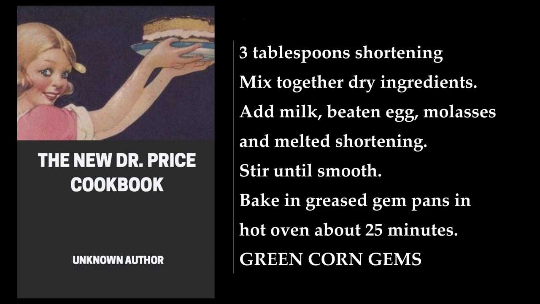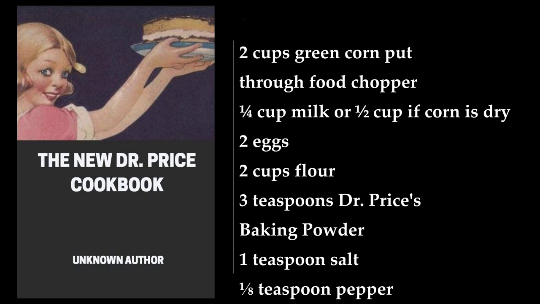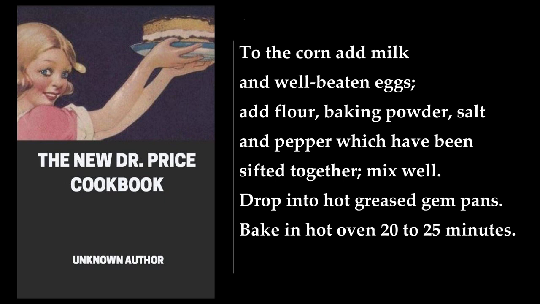Green corn gems. 2 cups green corn put through food chopper. 1/4 cup milk, or half a cup if corn is dry. 2 eggs. 2 cups flour. 3 teaspoons dry baking powder. 1 teaspoon salt. 1/8 teaspoon pepper. To the corn add milk and well-beaten eggs. Add flour, baking powder, salt and pepper which have been sifted together, mix well. Drop into hot greased gem pans. Bake in hot oven 20 to 25 minutes.